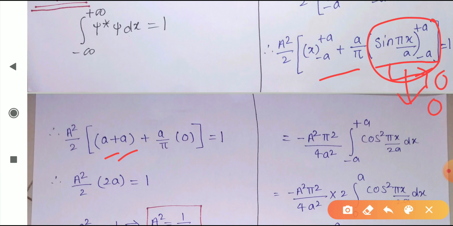You substitute this and find out. If you get any doubts regarding this, you can ask me in the comment section box. So when you substitute the values and the value of sin π, you will get the answer 0 in both terms. So this term will be 0, and this you will get a plus a, that is 2a, which is equal to 1. So basically this we will get.